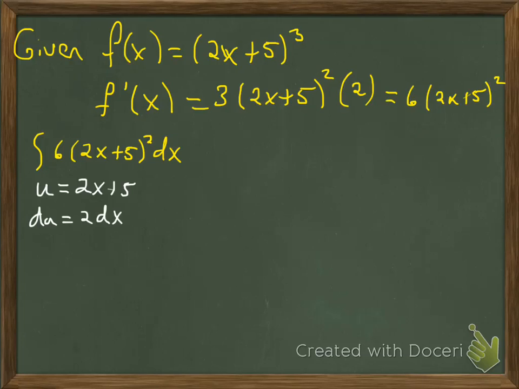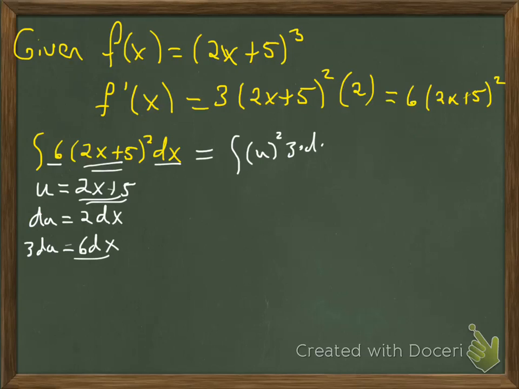So the 2x + 5 is replaced with u, and the dx is almost replaced. I'd like to get rid of the 6 there also. I've got a 2 here, so I'm going to multiply this equation by 3, and that should do it for me. So we have 3 du is equal to 6 dx, and so the 6 dx is replaced by 3 du, and the 2x + 5 is replaced by the letter u. And so what we have is something quite nice to find the antiderivative of. It just becomes u squared times 3 du, after we do that substitution.